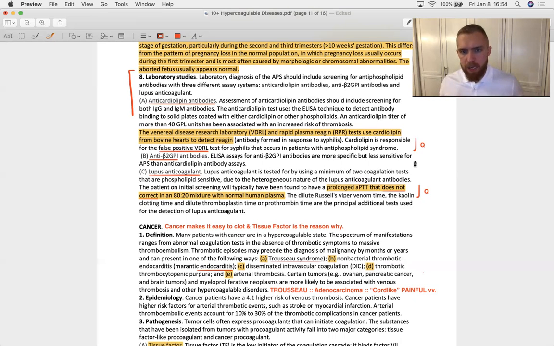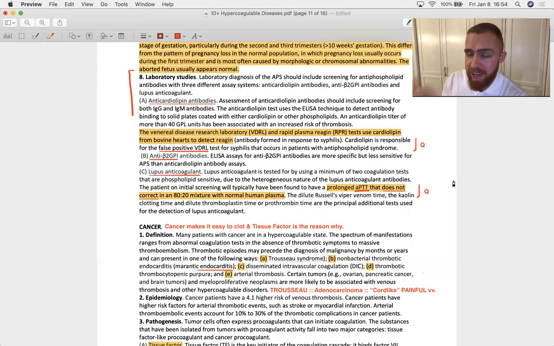prolonged PTT, partial thromboplastin time, that does not correct whenever you put some normal blood into this patient's blood. It's going to take a little bit to break apart. Okay, so first, you've got antiphospholipid antibodies. Does that make sense? Yes, it does. Second, you've got an extended partial thromboplastin time, PTT.